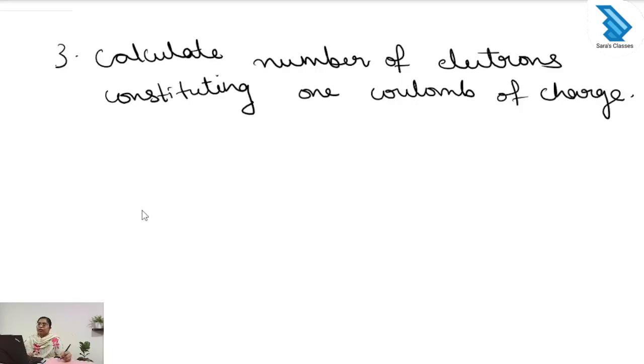Next question: calculate the number of electrons constituting 1 coulomb of charge. The relation between charge, number of electrons and the charge of an electron is Q is equal to N into E, Q is equal to Ne. Q is the charge, N is the number of electrons and E is the charge of the electron. Q is given as 1 coulomb and we have to find the number of electrons.